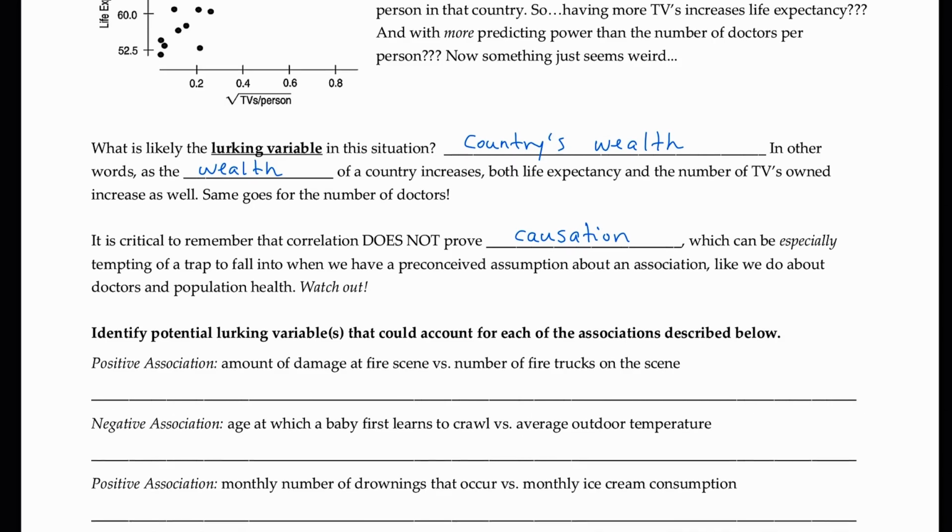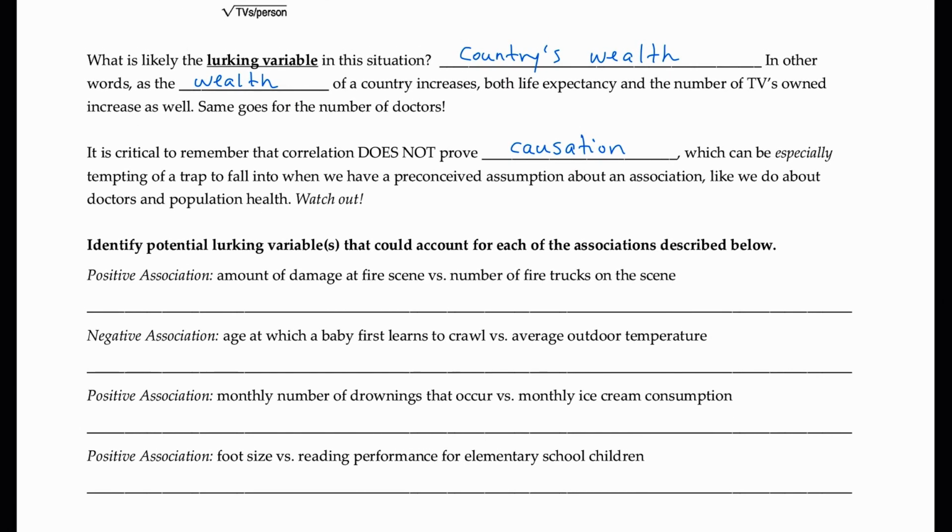So to finish it off, I want you to try out thinking about these things here. We have 4 scenarios, and we're going to try to brainstorm a lurking variable or variables, if you come up with them. For this first one, there's a positive association between the amount of damage at a fire scene and the number of fire trucks that show up to the scene. In other words, the association is positive. As more trucks show up, there's more damage, or vice versa. What would maybe be the cause of that?